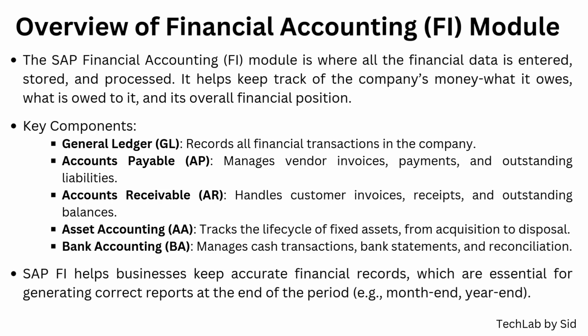General ledger, which records all financial transactions. Accounts payable, for managing vendor invoices and payments. Accounts receivable, for handling customer invoices and receipts. Asset accounting, for tracking the life cycle of fixed assets. And bank accounting, for overseeing cash transactions, bank statements, and reconciliations.